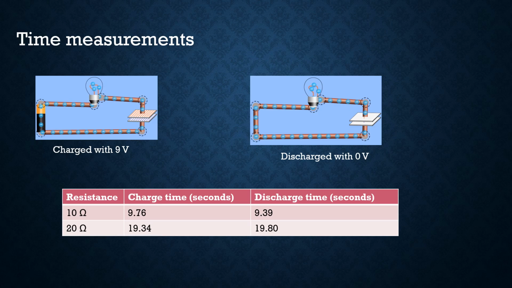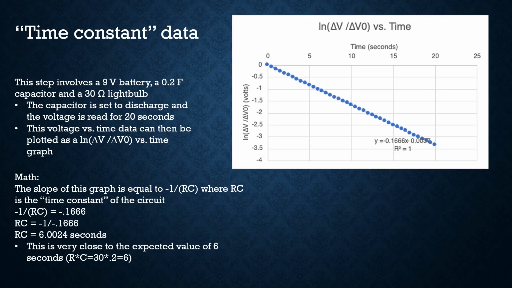And as you can see, the charge time for the 10 ohm to 20 ohm was about 2 times, and same with the discharge time, which shows that the higher the resistance, the higher time it takes to charge and discharge. As for the time constant data, the step involves a 9-volt battery, a 0.2 farad capacitor, and a 30 ohm light bulb. The capacitor is set to discharge and the voltage is read for 20 seconds.